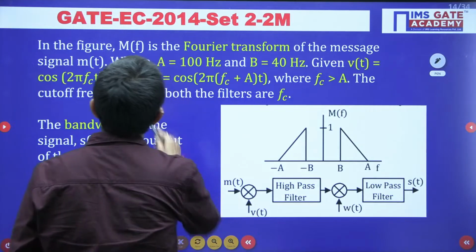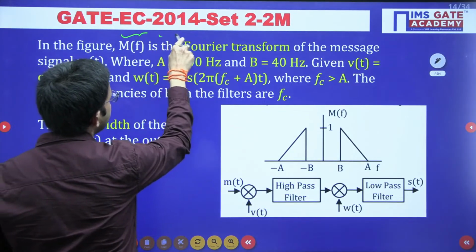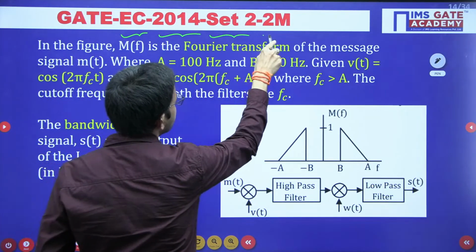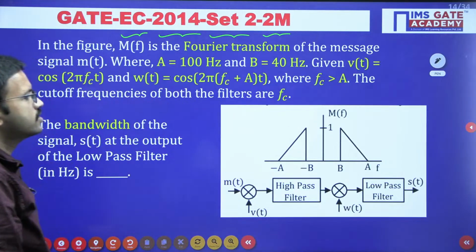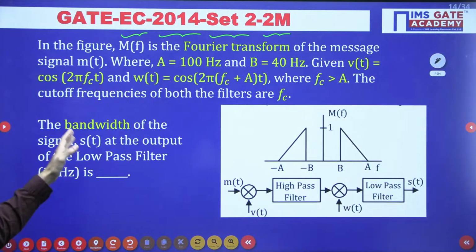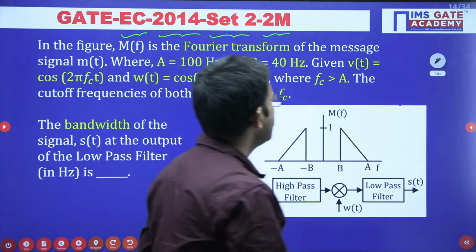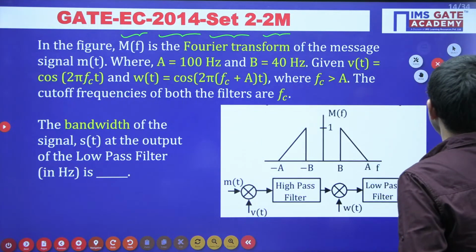Next question, which is asked in GATE EC 2014 set 2 for 2 marks. This is a very interesting question. All of you read the question and try to solve, and what is the option you are going to get, you can mention in the chart.